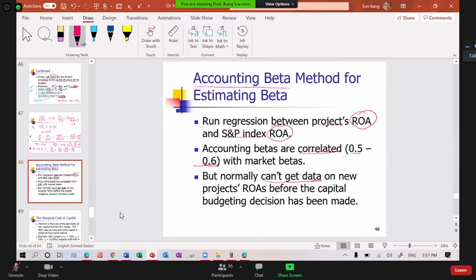And for new projects, the ROAs are not available before the capital budgeting decision has been made. It's very hard. The point is that this may be a way, but it's very hard to get it. If you get it, then you can use it, but even so, the correlation is only 0.5, 0.6. So it is better to use the pure play method.